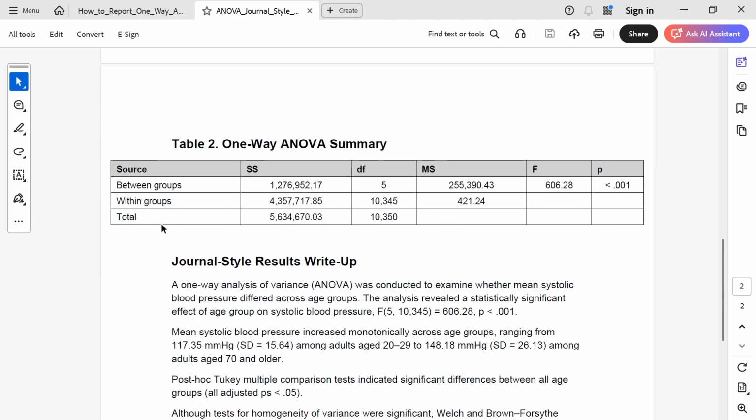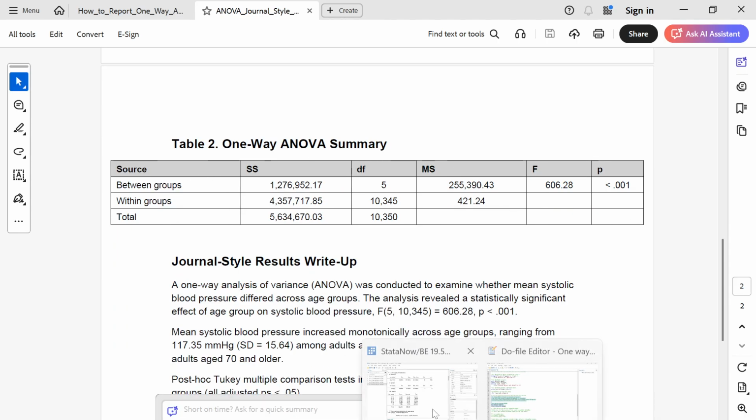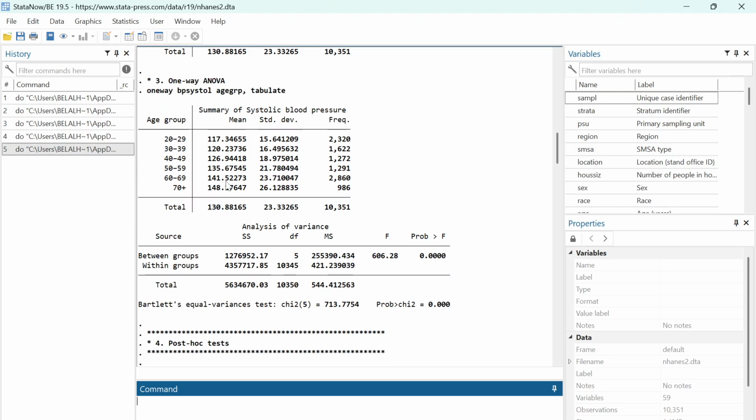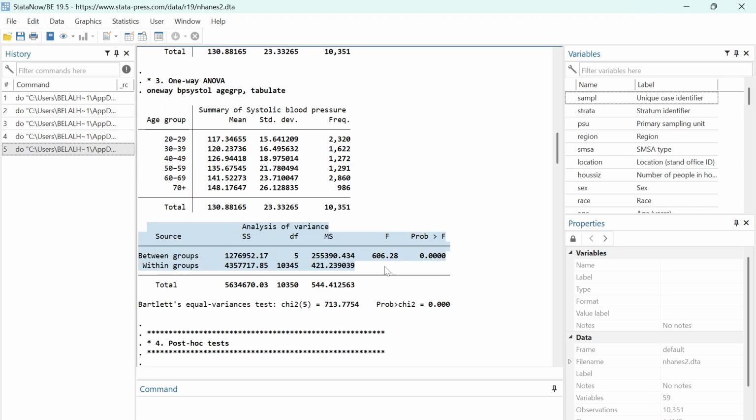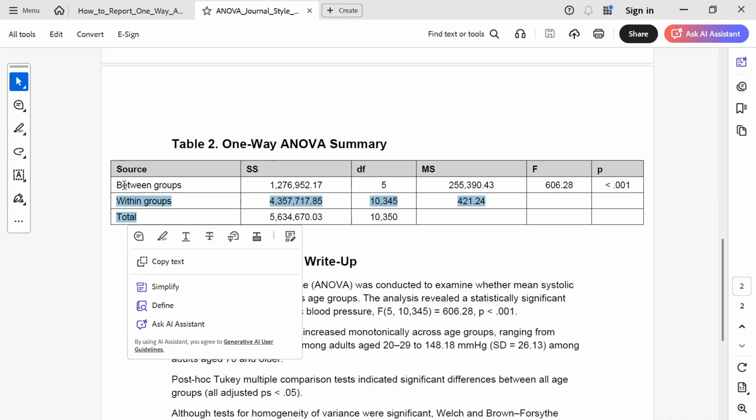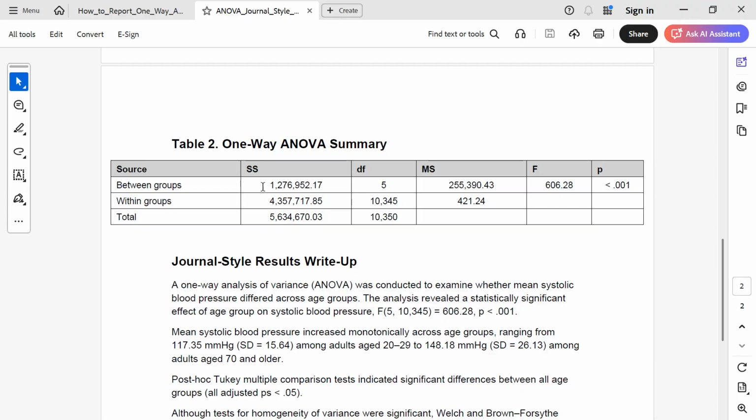Then the second table is a one-way ANOVA summary. That is the standard ANOVA we produced in our Stata interface, the one-way ANOVA we produced here. In a professional table, what we report is the between groups, within groups, and total. So SS, df for degrees of freedom, MS, F, and p.